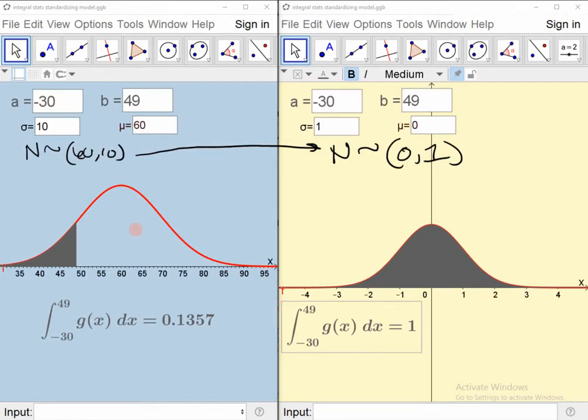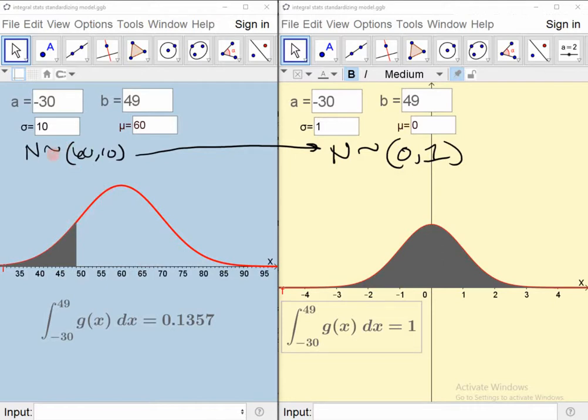Okay, and what that allows us to do is remove all the need for calculus for finding these probabilities for specific or differing samples. Because if this class has a mean of 60 and the next class has a mean of 65, that's a completely different picture, and it's a completely different integral that we have to find the area for.